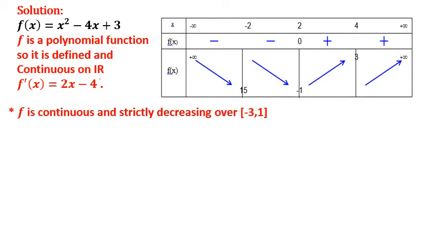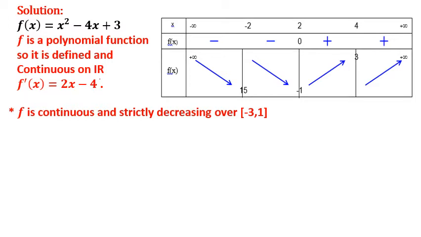The limit of f at minus infinity is plus infinity, since the limit of f is the limit of its highest degree term, which is minus infinity power 2, which is plus infinity. And the limit of f at plus infinity is plus infinity power 2, so it's plus infinity.